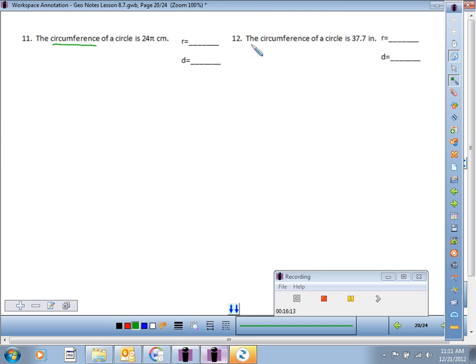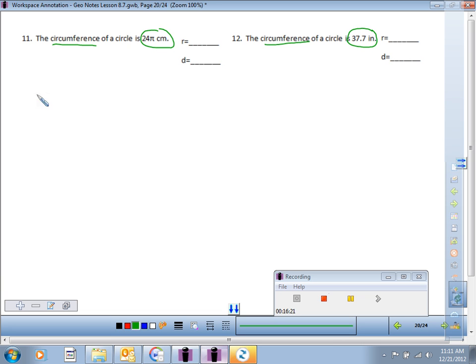All right, let's do the same types of thing, except this time we're going to look at circumference. And again, notice the difference here. 24 pi and 37.7, no pi. Okay, so the circumference of a circle, so step 1, let's go ahead and jot our circumference formula down. C equals 2 pi r.